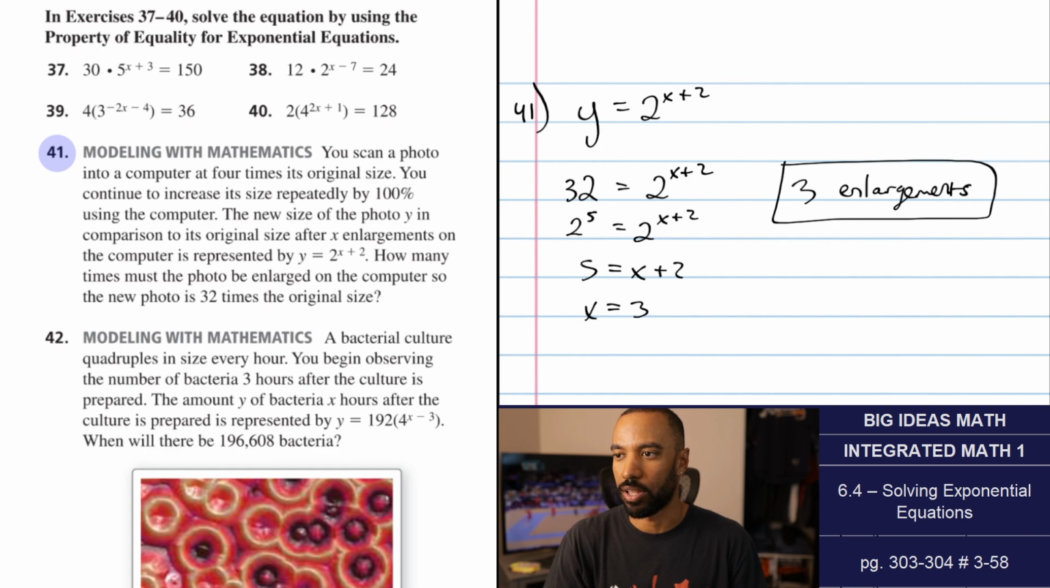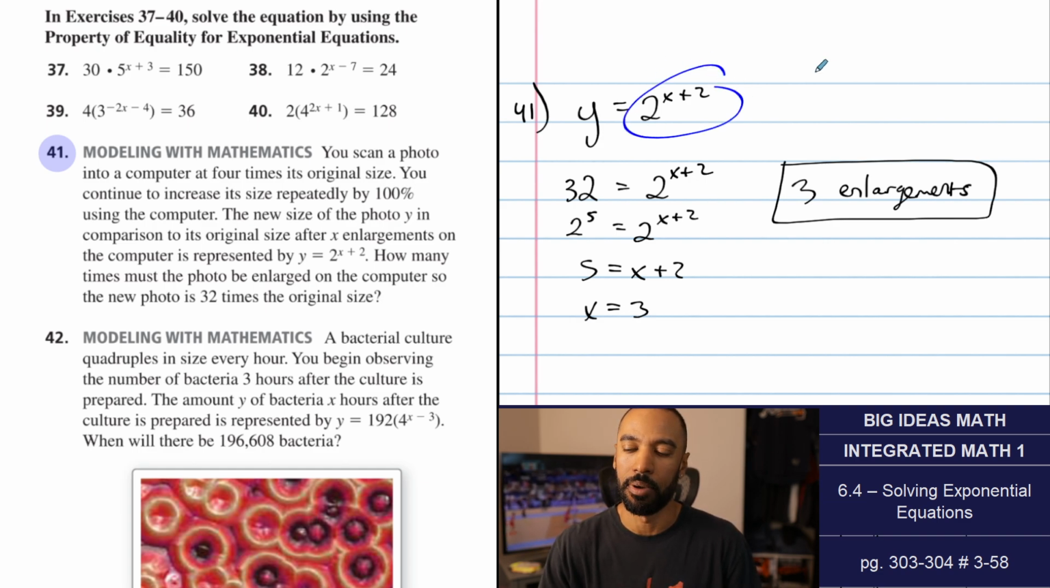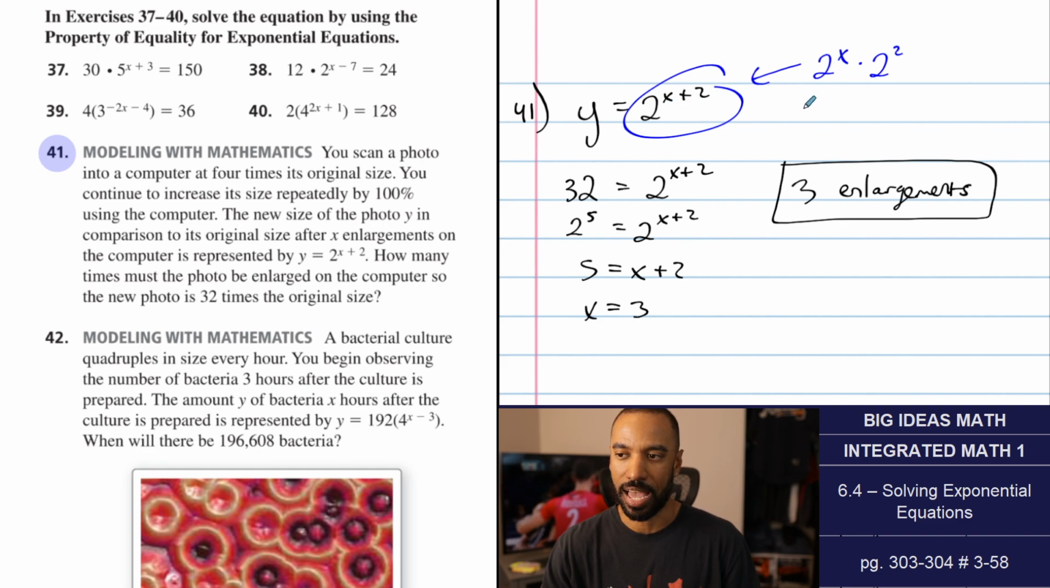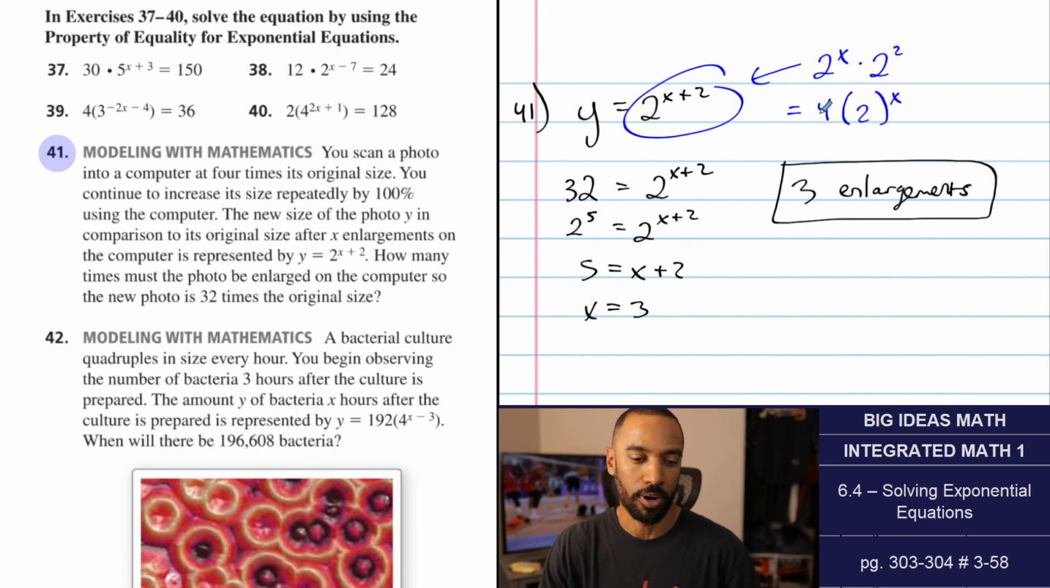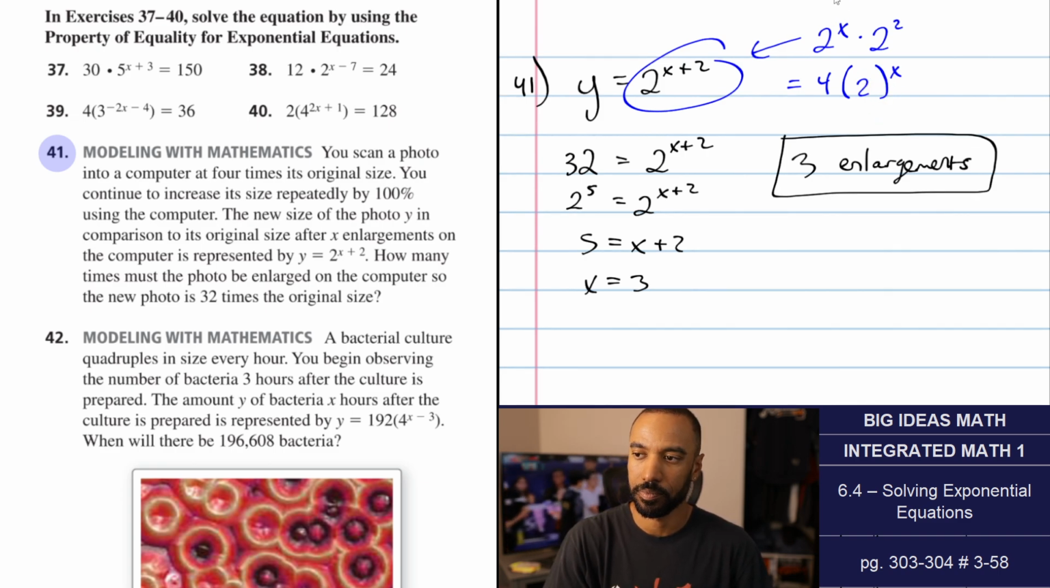We might have mentioned this before, but this can also be rewritten as 2 to the x times 2 squared. When you match bases through a product, you add the exponents like that. That means this is also 4 times 2 to the x power. So that's where the 4 comes from for the initial bit. I don't have to do that for the problem, and you could have done it for the problem, but I'm just stating that this is where that 4 comes from, and then that increasing by 100% is where this 2 jumps in after that.